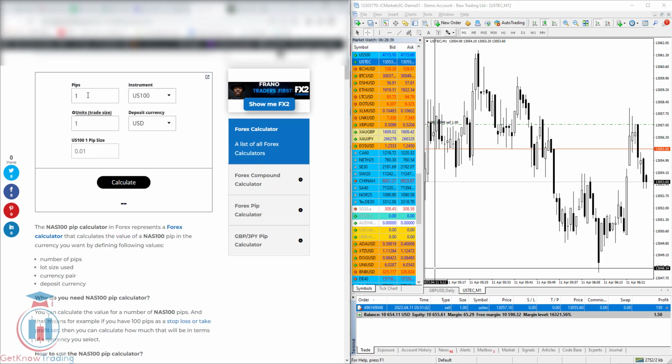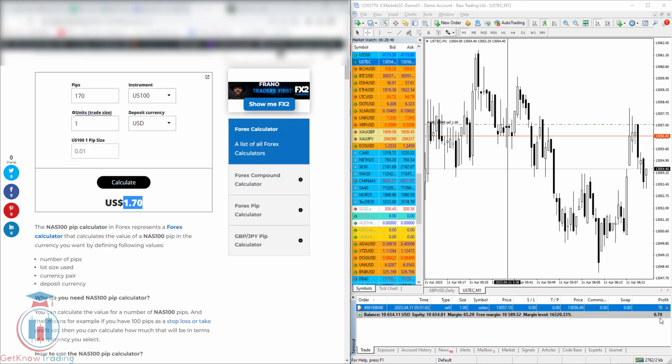So when you put here in the pip calculator for the NASDAQ 170, click calculate, you get $1.70 as a profit. So in this case I have 70 on the trading platform. Let's calculate, it is $0.70 of profit because I'm in plus.